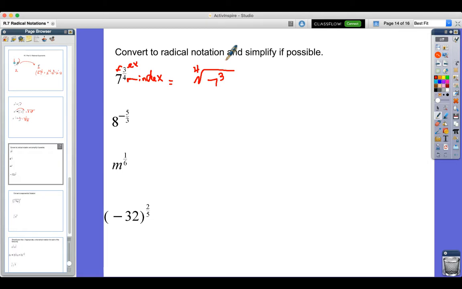But let's look at this next one. We got 8 to the negative 5 over 3 power. That's a good one right here. So first off, let's take care of the negative. The negative's too much. So then this becomes 1 over 8 to the 5 over 3 power. There we go. Now, let's try to simplify this. So let's write it as a radical. So you get 1 over the 3rd root of 8 to the 5th power. Oh, look at that. All right.